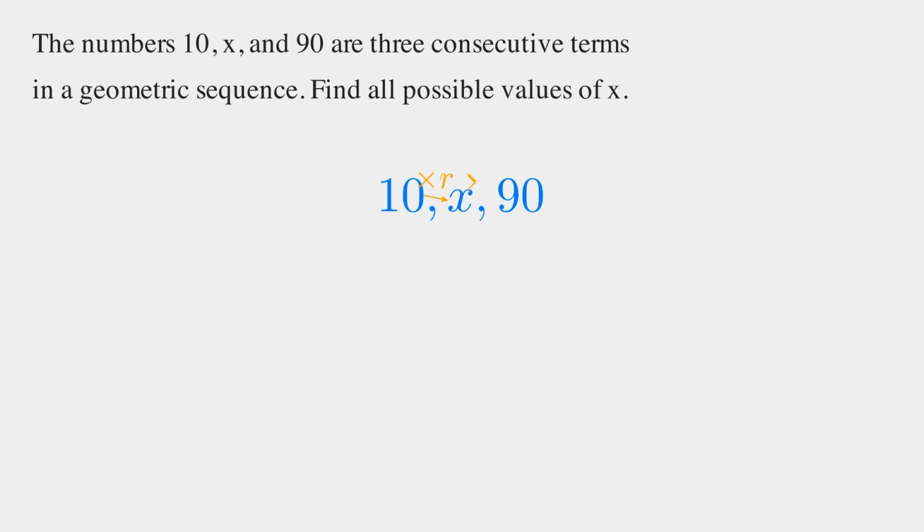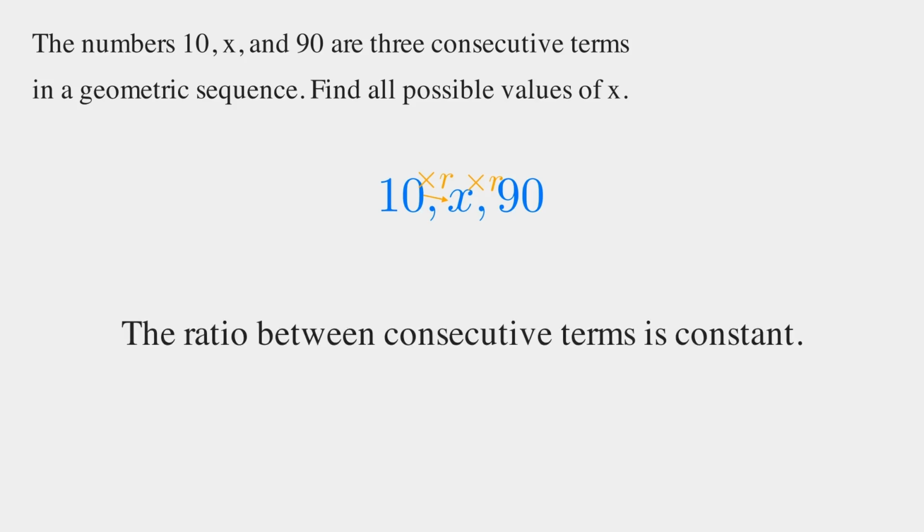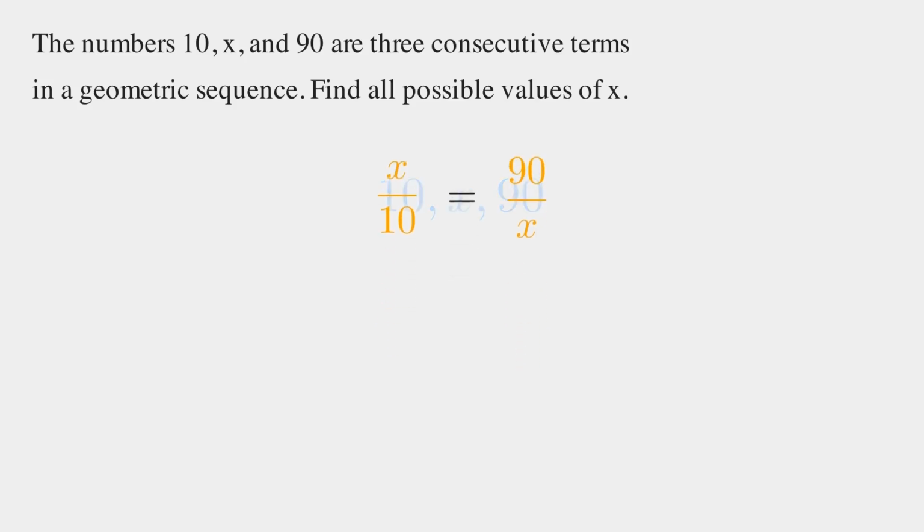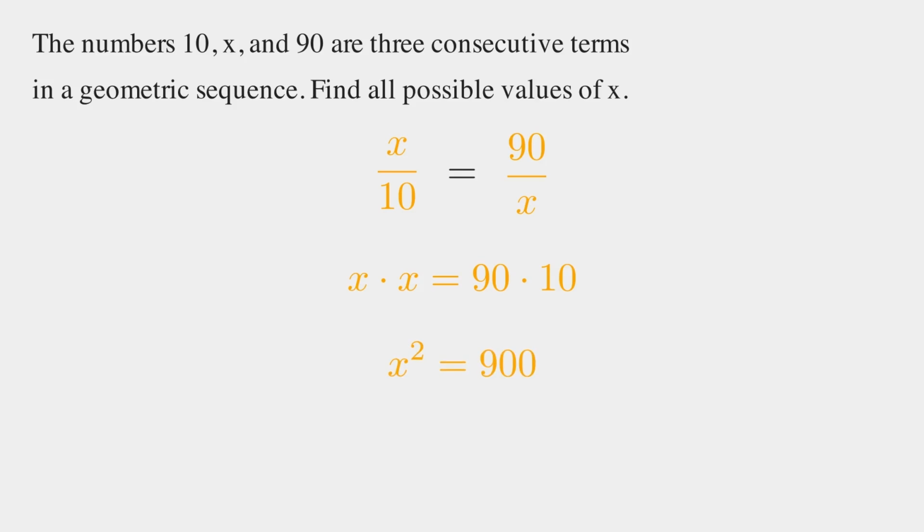The defining feature of a geometric sequence is its common ratio R. This means that the ratio of any term to its preceding term is constant. So x divided by 10 must be equal to 90 divided by x. This gives us an equation, x over 10 is equal to 90 over x. To solve this equation, we can just cross multiply. x times x is equal to 10 times 90. So we get x squared is equal to 900.